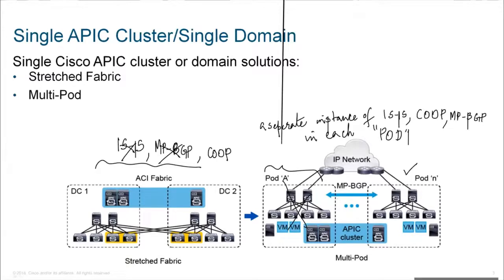So how does it transport? If I have COOP here learning all the endpoint information in the spine, how does it share it with the spines here? So these endpoints can route their traffic across, and that's where the MPBGP EVPN, Ethernet VPN, comes in. Okay, so that's how the multi-pod approach works. And we'll take a look at that approach.